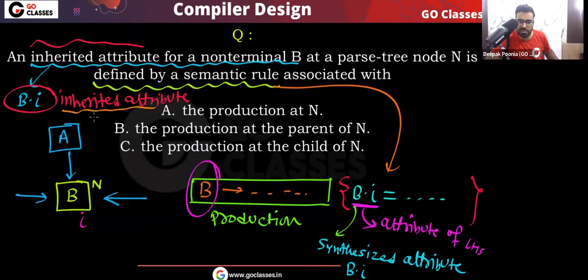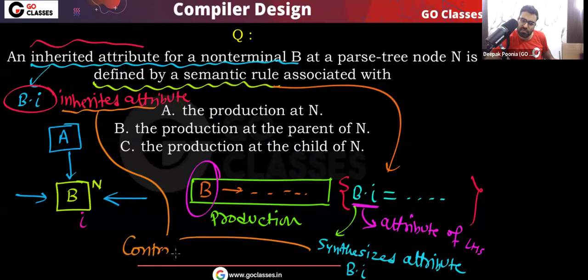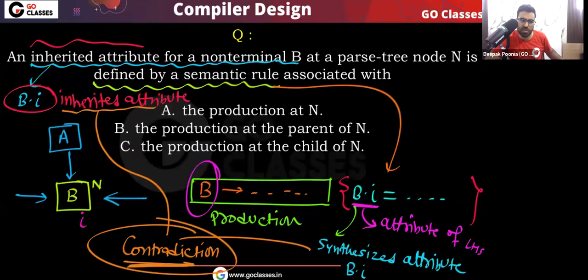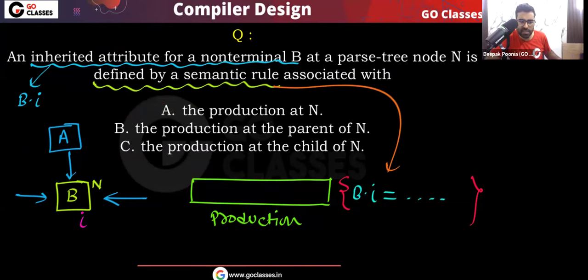Please tell me, did you understand this? Very simple explanation. This is a contradiction. Yes or no? Did you understand this explanation? So definitely I can say that this B is on the RHS. This B is a non-terminal on the RHS. Yes or no? So this B is a symbol on the RHS.